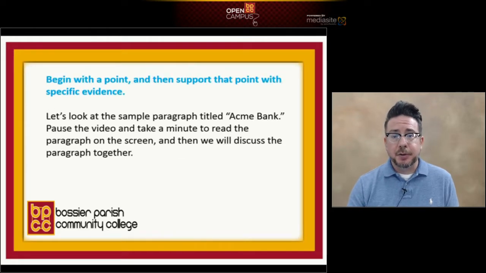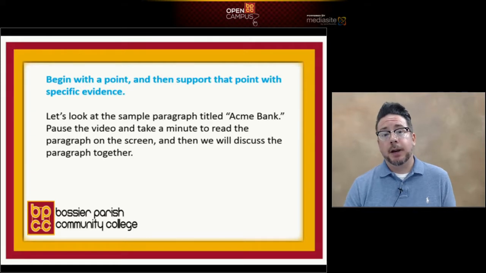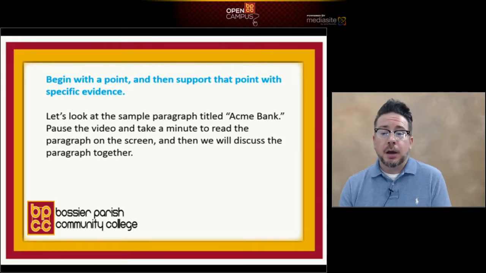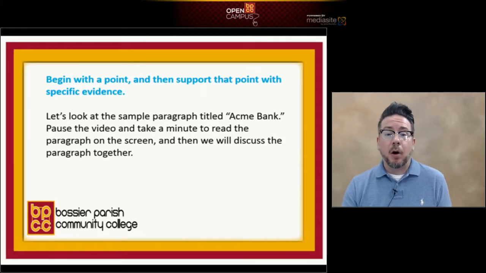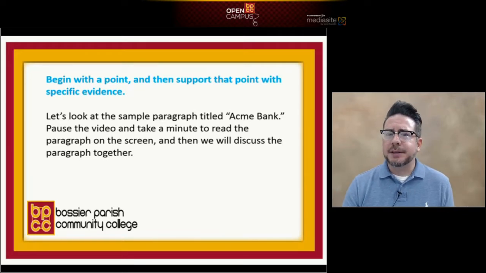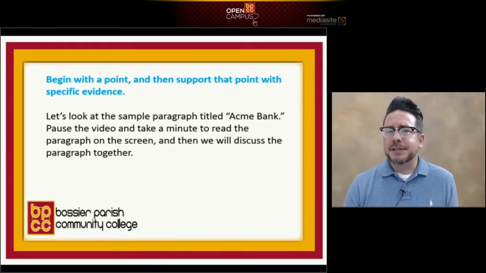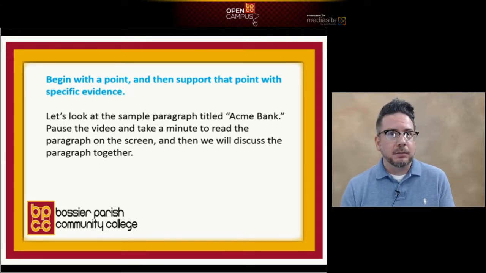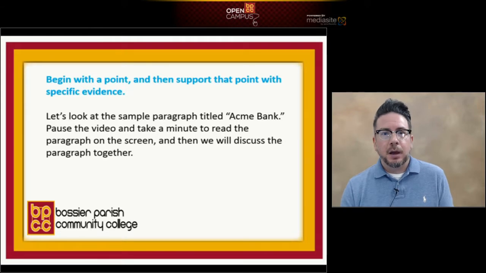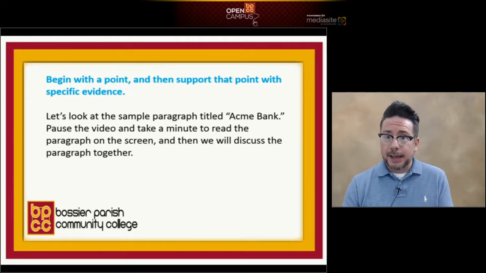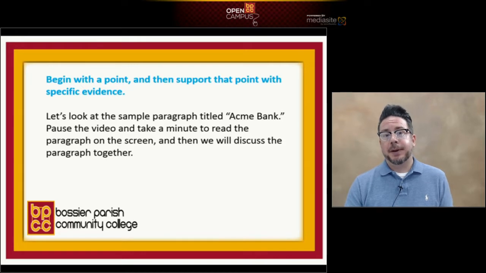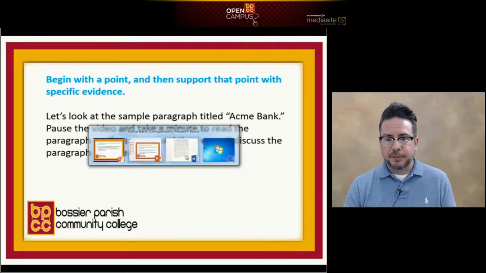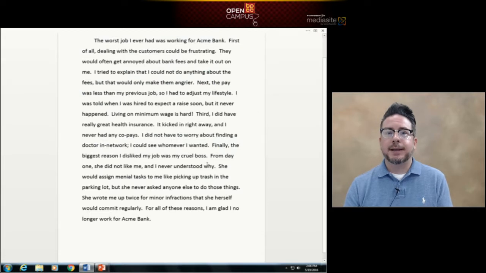Now, what I'd like to do is to take a look at a sample paragraph. I have a paragraph entitled Acme Bank. I'm going to put it on the screen, and when I do, I'd like for you to pause the video, take a minute, read the paragraph carefully, and be thinking about supporting points. What are the supporting points in that paragraph? How do you find them in the text of the paragraph? Whenever you're done reading, go ahead and hit play again, and we will discuss the paragraph together. So let me get that up on the screen for you. Okay, go ahead and hit pause now.